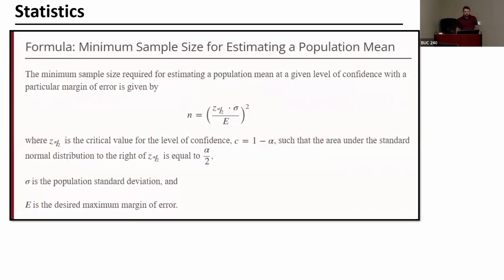Minimum sample size. Oh, look, that's always fun. The minimum sample size required for estimating a population mean at a given level of confidence with a particular margin of error is given by n is equal to z alpha over 2 multiplied by your standard deviation divided by your margin of error, all of that squared. And do you want to know where I mess up the most on this one? I always forget to square it. And I get mad. I'm like, oh, right.